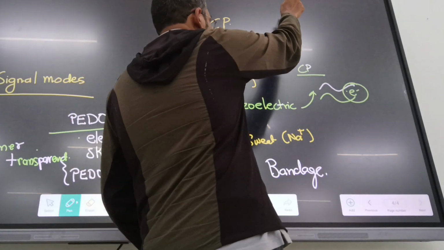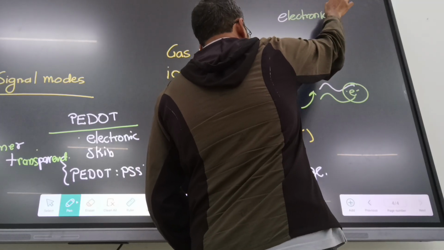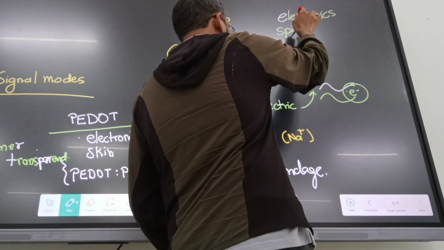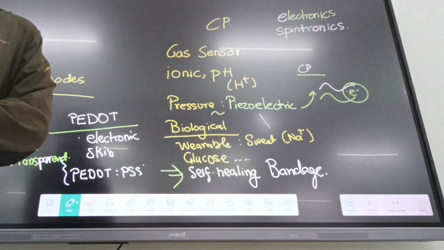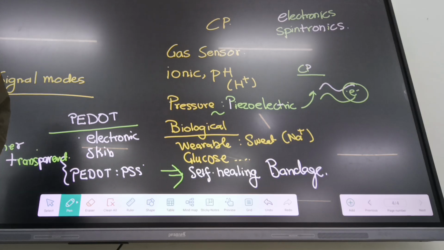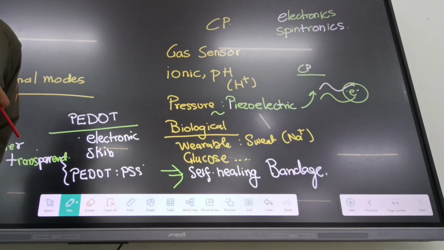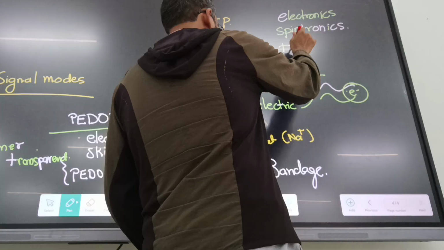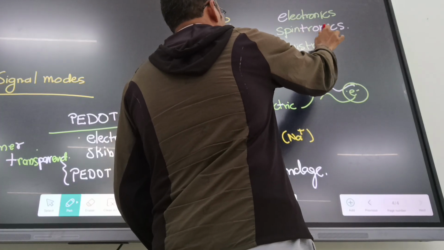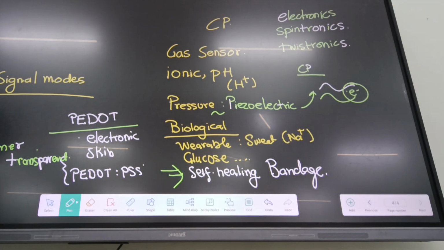Have you heard of electronics? Maybe you have heard of spintronics? Not spintronics? Spintronics: electronics from electron charge, spintronics from electron spin. And if the electronic material is flexible in nature, nowadays there is a new concept, twistronics. By application of twisting, you are creating a current.